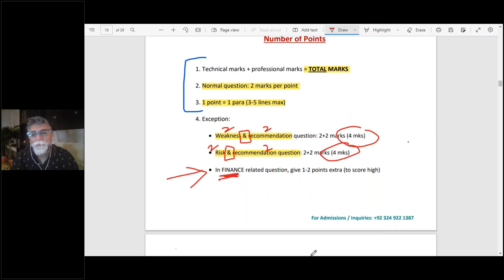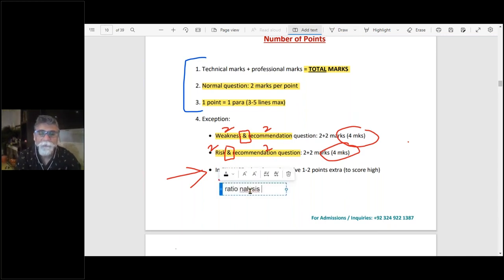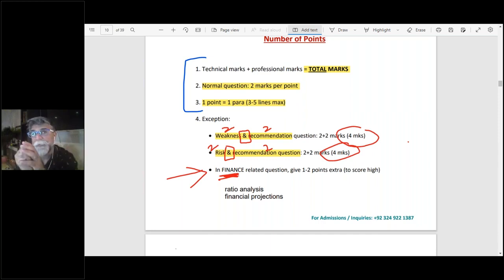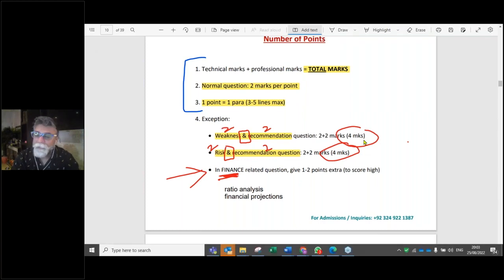And the last exception is very interesting. In a finance related question. So what is a finance related question? It could be ratio analysis, or financial projections. In these types of questions, normally you follow divide by 2. So if it's a 12 marks question, do a financial analysis, how many points will you normally give? If it just says analyze the financial position, 6 points, right? Divide by 2. That's the usual rule of thumb.